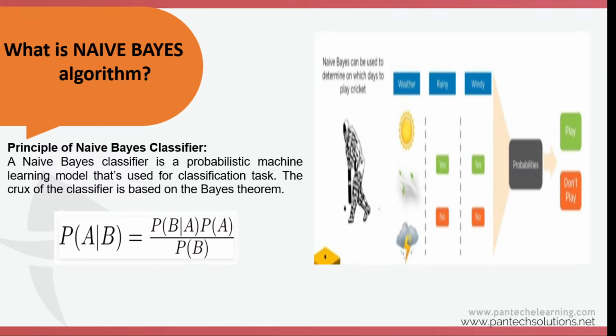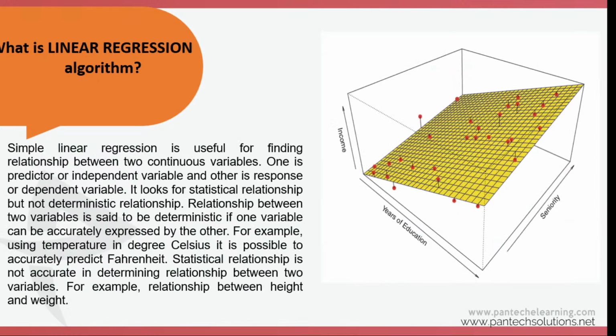That is used for classification tasks. The crux of the classifier is based on Bayes' theorem: P(B|A) = P(A|B) × P(B) / P(A). This is the basic probability formula, right? Based on this formula, it internally checks the probability of a given condition and gives the prediction. Fine. Let us move on to the next slide.